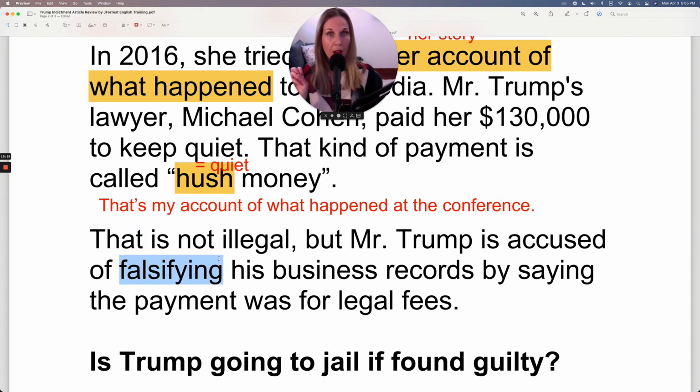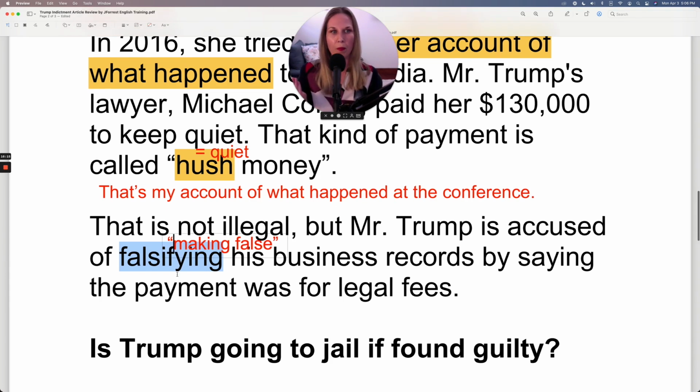So falsifying is just the verb form of making false. That would be the literal translation, but we wouldn't say that. So when you make something false, which means not true, inaccurate, that is falsifying. That's the verb form. Now notice it's in the ing as well. And that's because we have our preposition and the gerund verb follows the preposition. So you can notice here, you can accuse someone of something, and then that something is going to be in the gerund form.